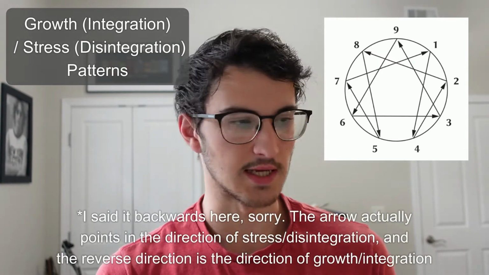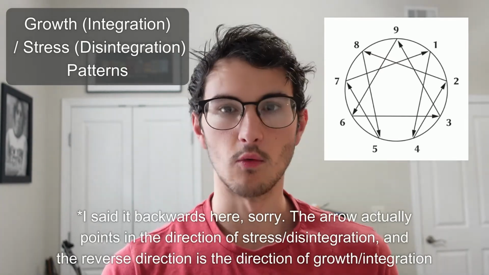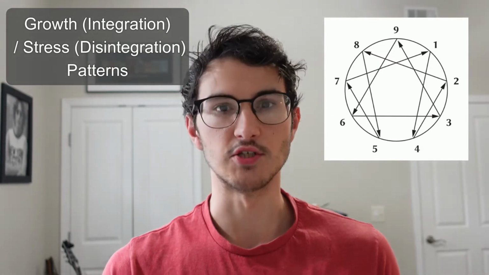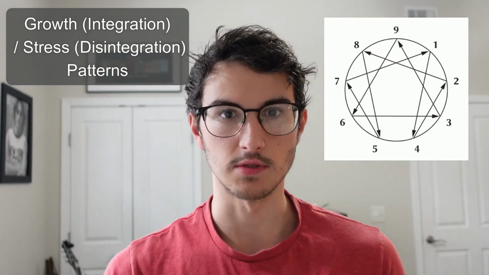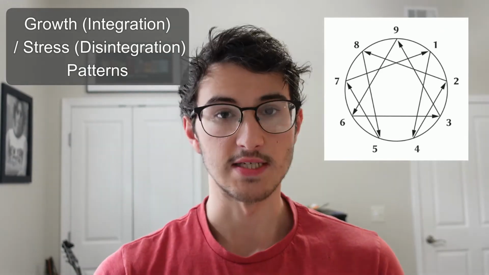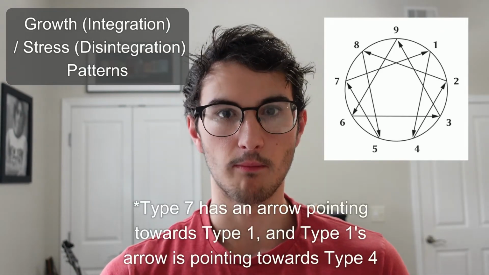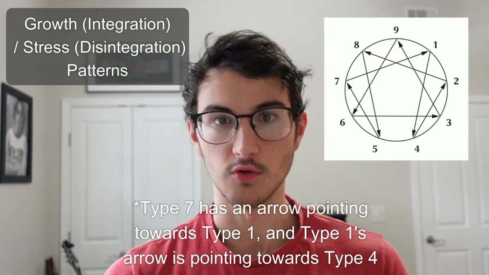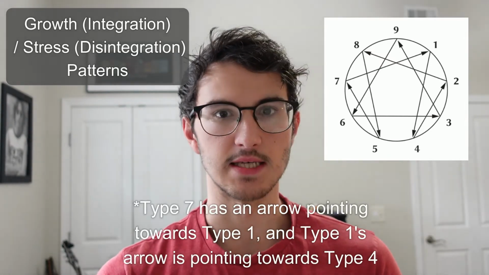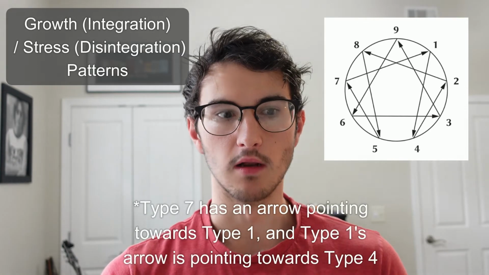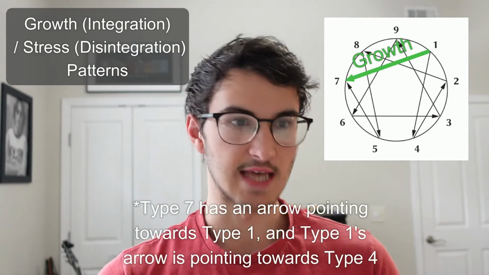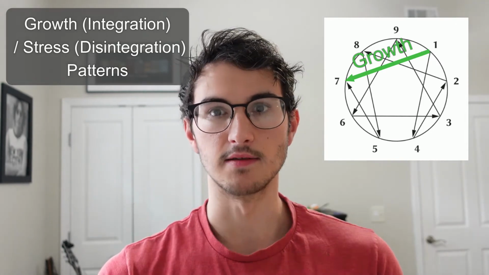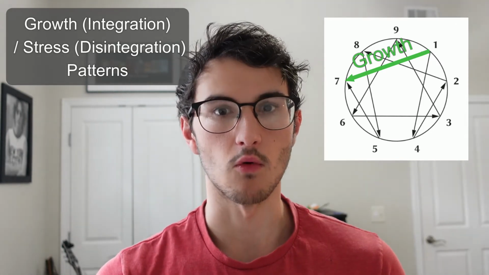So what this means is that when a type is undergoing stress or undergoing a concept called disintegration, as Enneagram calls it, they will start to exhibit traits of a different type and will start to look like that other type. So as an example, type 1 has an arrow pointing towards type 7, and type 4 has an arrow pointing towards type 1. And so what this means is that the type 1 will start to look more like the 7 and will start to exhibit behaviors and traits of the type 7 when the type 1 is experiencing growth or integration.